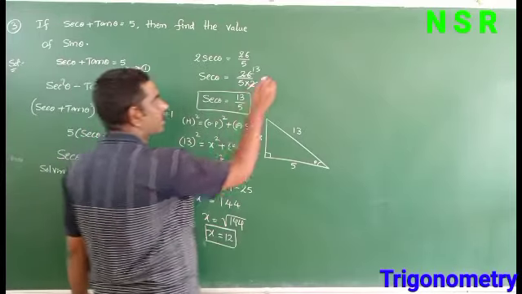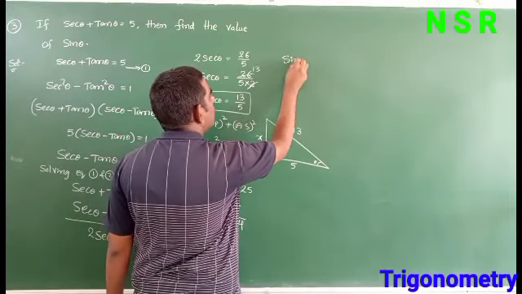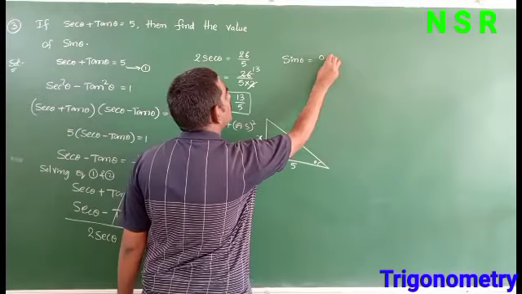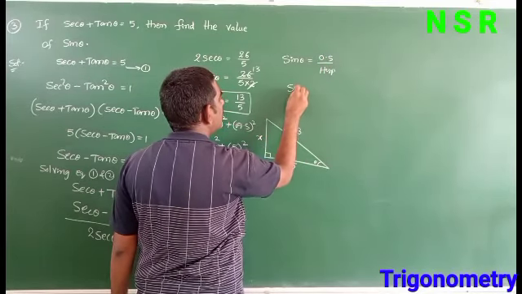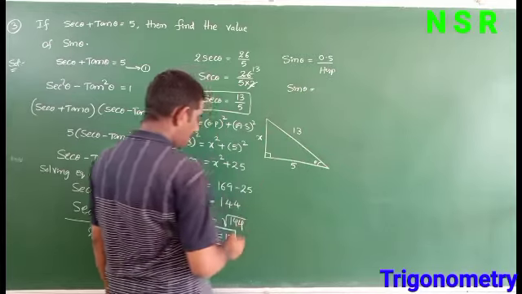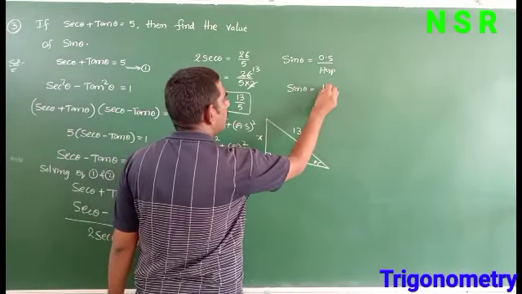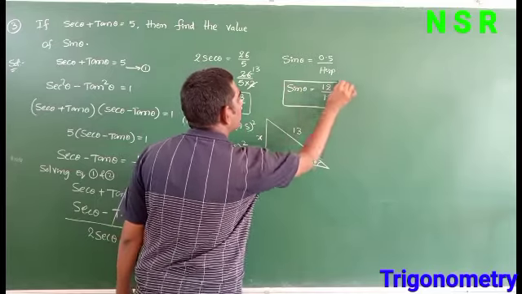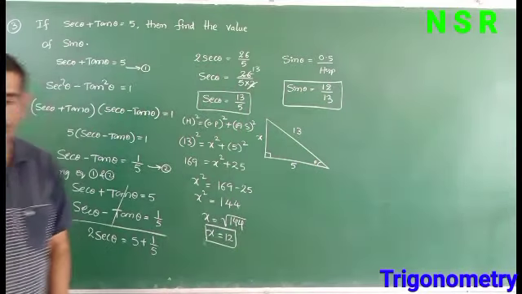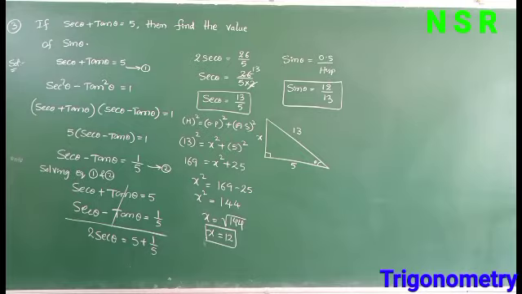So, we have to write sin theta. Sin theta is equal to opposite side by hypotenuse. Now, sin theta is equal to opposite side 12 by hypotenuse 13. So, sin theta value is equal to 12 by 13.